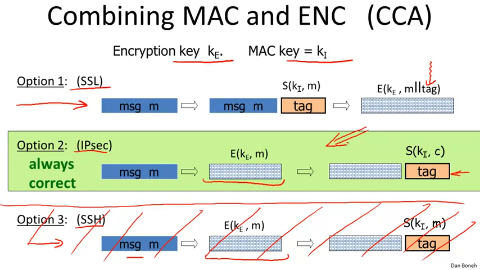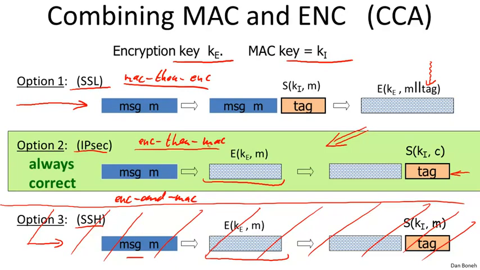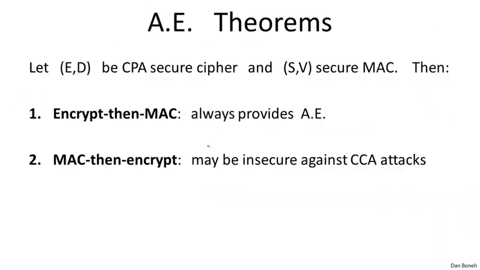Now, just to set the terminology, the SSL method is sometimes called MAC then encrypt, and the IPsec method is called encrypt then MAC. The SSH method, even though you're not supposed to use it, is called encrypt and MAC. So I'll often refer to encrypt then MAC and MAC then encrypt to differentiate SSL and IPsec. Just to repeat what I've just said, the IPsec method, encrypt then MAC, always provides authenticated encryption. If you start from a CPA secure cipher and a secure MAC, you will always get authenticated encryption.